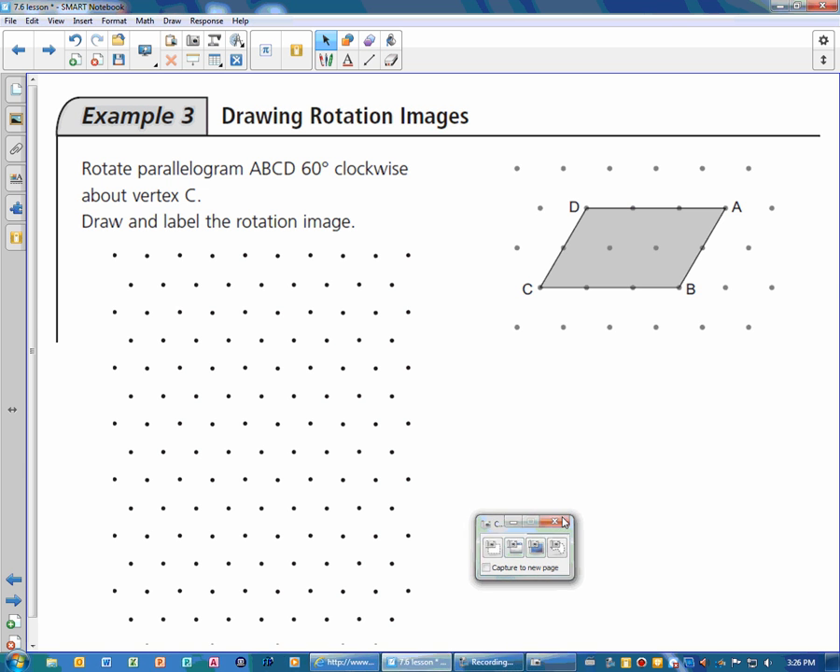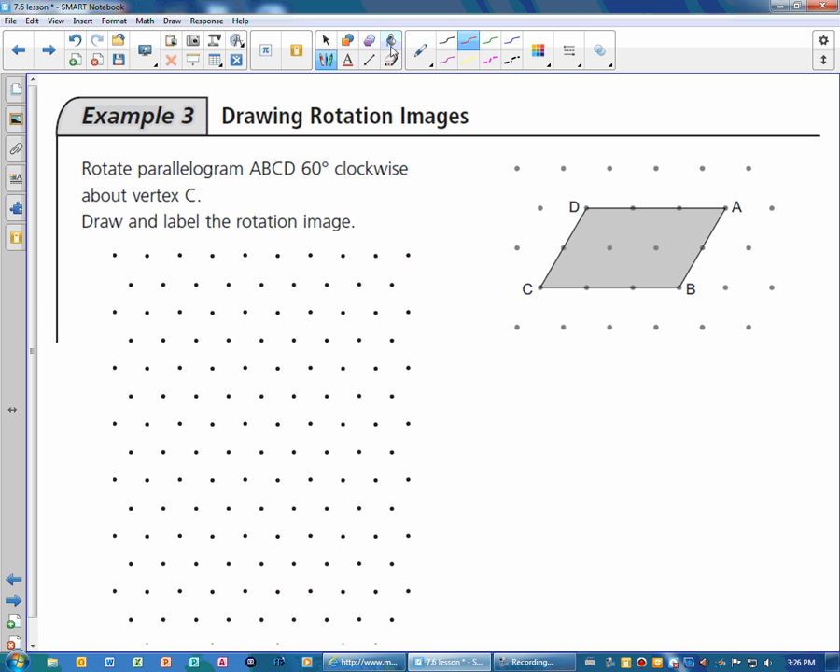Okay, so I'm going to take my image and I'm going to draw it. I'm going to use straight edges. There we go. Okay, so 1, 2, 3. That's better. 1, 2, 1, 2, 3, and 1, 2. Okay. So my image is A, B, C, D. And I want to go 60 degrees clockwise, about point C. So this is the point that's staying still.